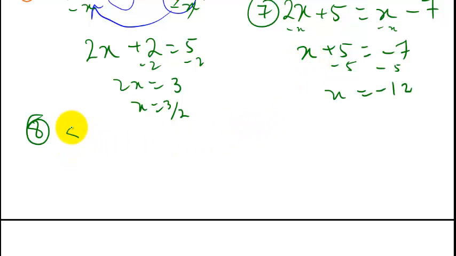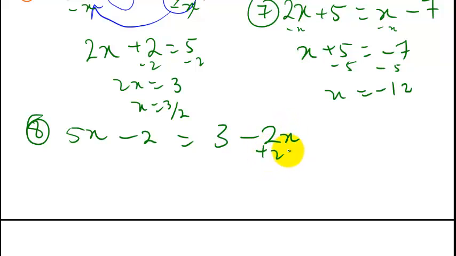Let's go with 5x take away 2 is equal to 3 take away 2x. How do I get rid of this negative 2x? Plus 2x. 5x plus 2x is 7x. Do you know why? You get that? Yeah.